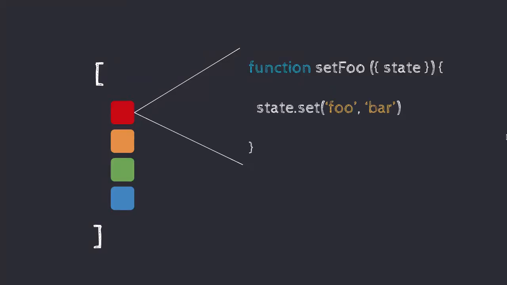Cerebral changes state and runs side effects using signals, which are sequences of actions. Cerebral injects a context into every running action, exposing APIs for changing state and running side effects. This context is something you can configure.